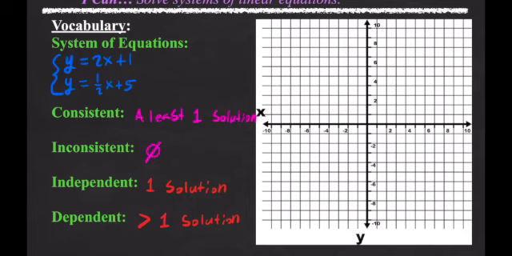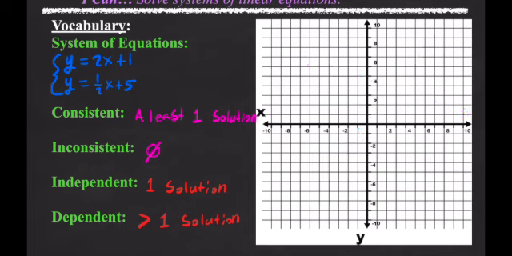Just to give you a visualization, a representation of this, let's say we have this equation right here, this line. And let's say we have this other line that goes this way. This one would be consistent and also independent because it has exactly one solution.